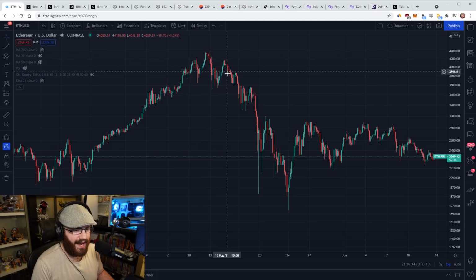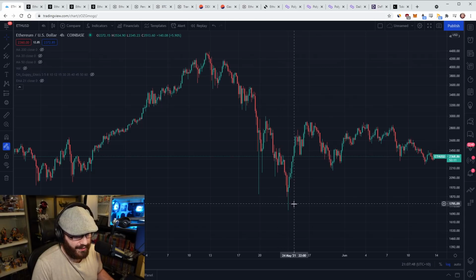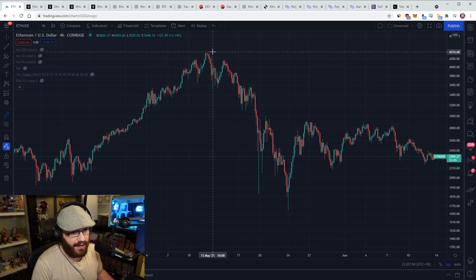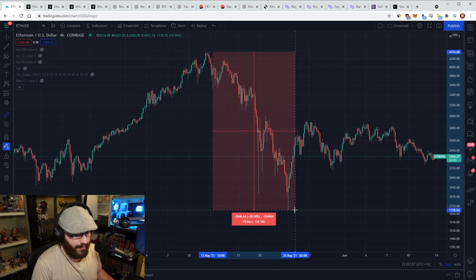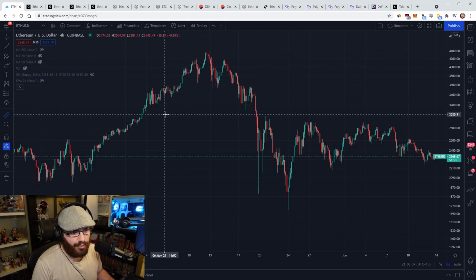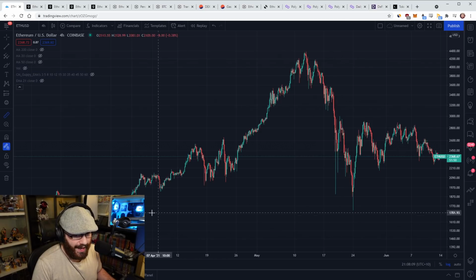And then obviously we had the great crypto crash, where we went from essentially 4,400 down to about 1,730 here. So this is quite the drop. If I measure the drop from top to bottom, that was a 60% drop for ETH, from the 12th of May till the 24th of May. So over 12 days, we had a 60% drop, which was pretty brutal and brought us back to prices we hadn't seen since the end of March, beginning of April.